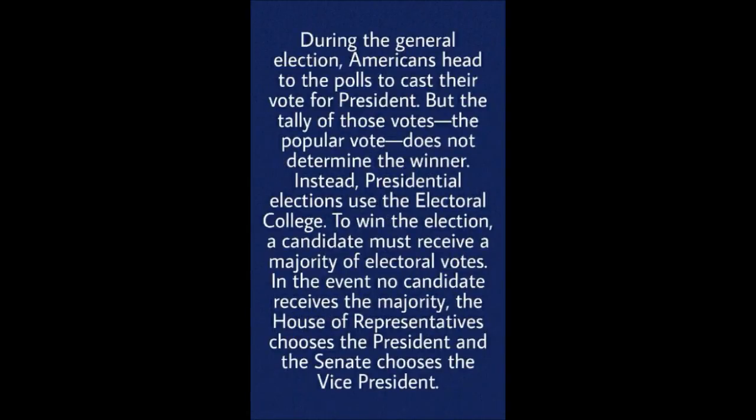During the general election, Americans head to the polls to cast their vote for president. But the tally of those votes, the popular vote, does not determine the winner. Instead, presidential elections use the Electoral College. To win the election, a candidate must receive a majority of electoral votes. In the event no candidate receives the majority, the House of Representatives chooses the president and the Senate chooses the vice president.